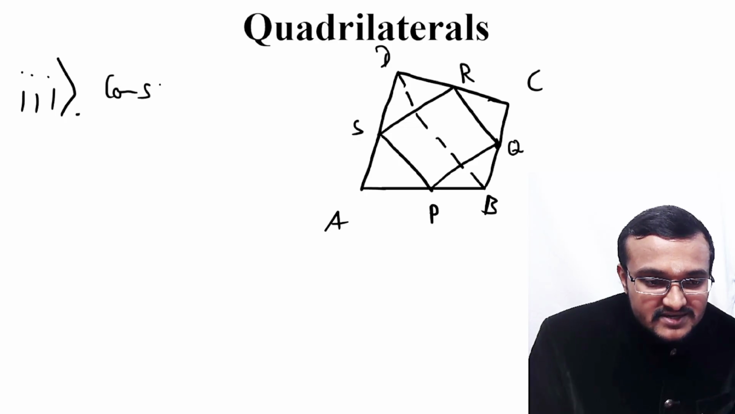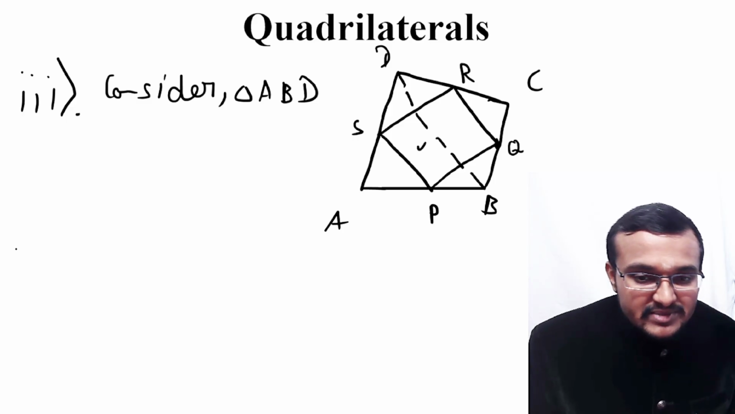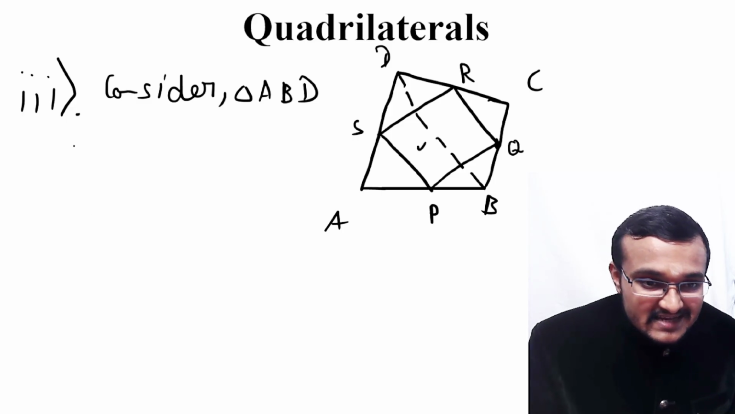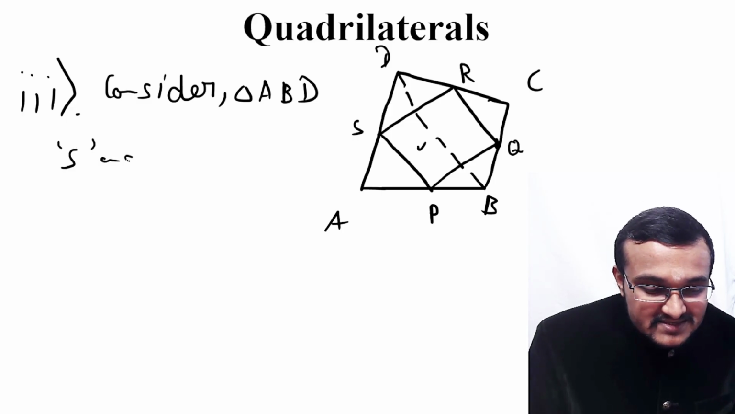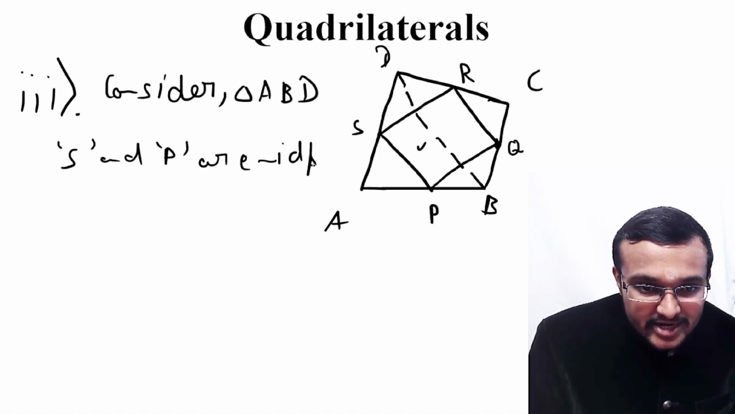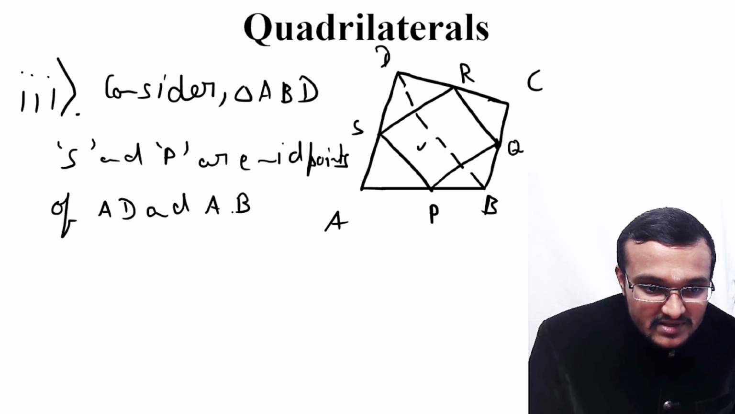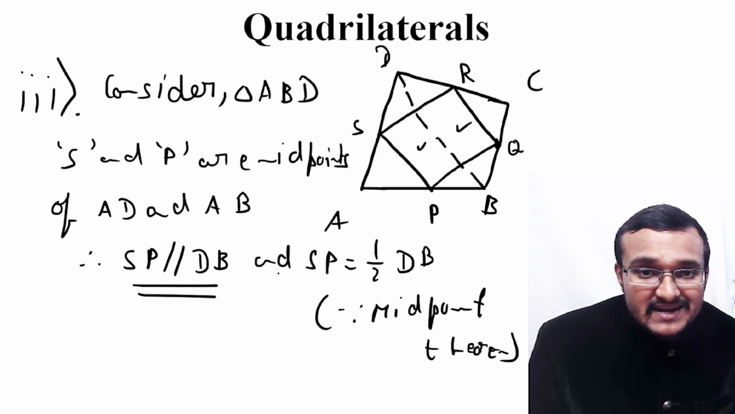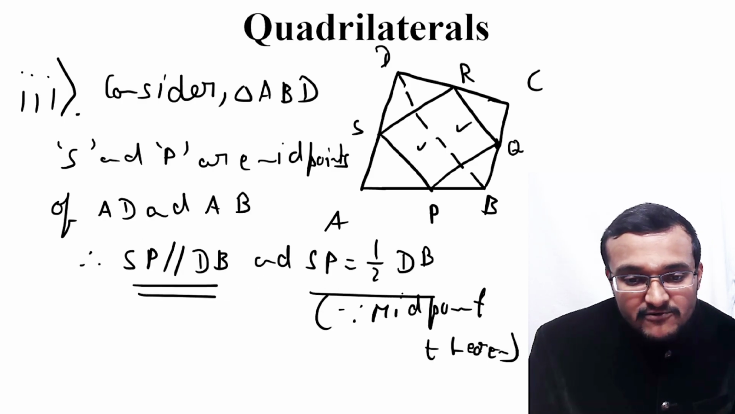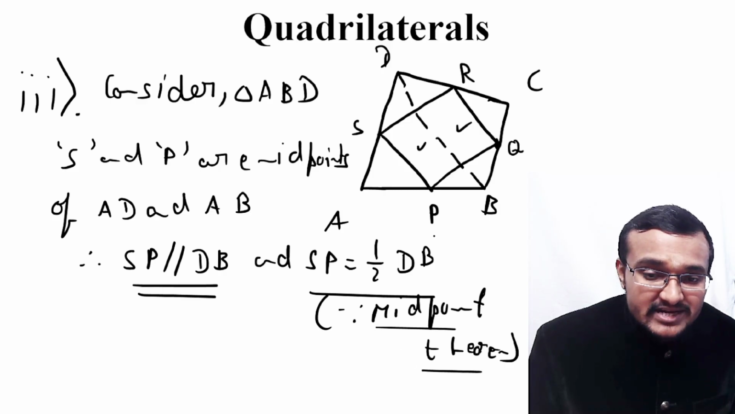Now consider triangle ABD. In this triangle ABD, S and P are midpoints of AD and AB. Therefore SP is parallel to DB and SP is half of DB. This is according to the midpoint theorem.